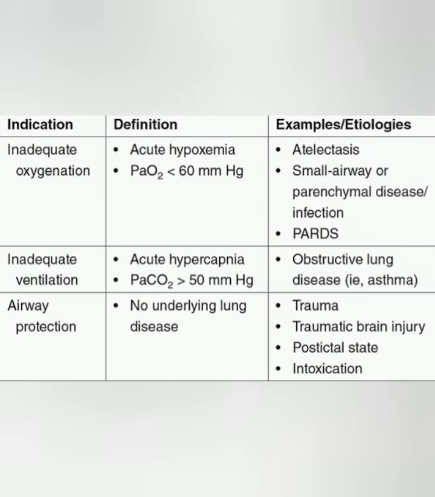Apart from that, if a person has any kind of lung disease, or is unable to ventilate on their own, or sometimes due to trauma, any kind of accident, or any kind of brain injury, then a person can undergo mechanical ventilation depending upon the condition and the severity of the patient.